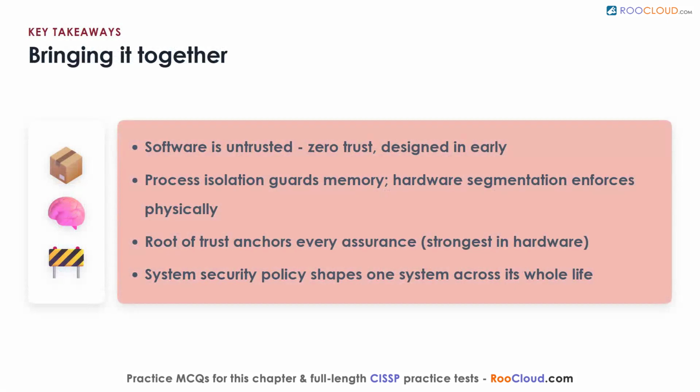So let's bring it together. You start from the premise that software is untrusted, which is zero trust at the machine level, and you design protection in early. Process isolation gives each process its own guarded memory, while hardware segmentation enforces separation physically for the highest stakes systems. The root of trust anchors every assurance, strongest when built into dedicated hardware. And a system security policy shapes one specific system across its whole life, sometimes controlling flow between security levels. Master these, and you are building trustworthy systems from the foundation up.